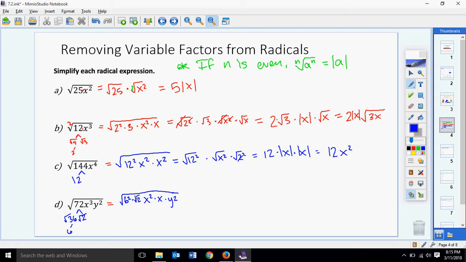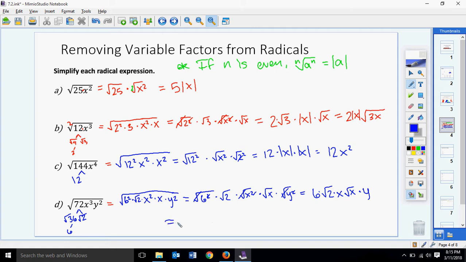So I have 6 squared times the square root of 2 times x squared times x times y squared. I want to break this up using my product rule. Square root of 6 squared times the square root of 2 times the square root of x squared times the square root of x times the square root of y squared. Remember, our square and our square roots cancel, so we're left with 6. Square root of 2, square and square root cancel, and square root of x, square and square root cancel.